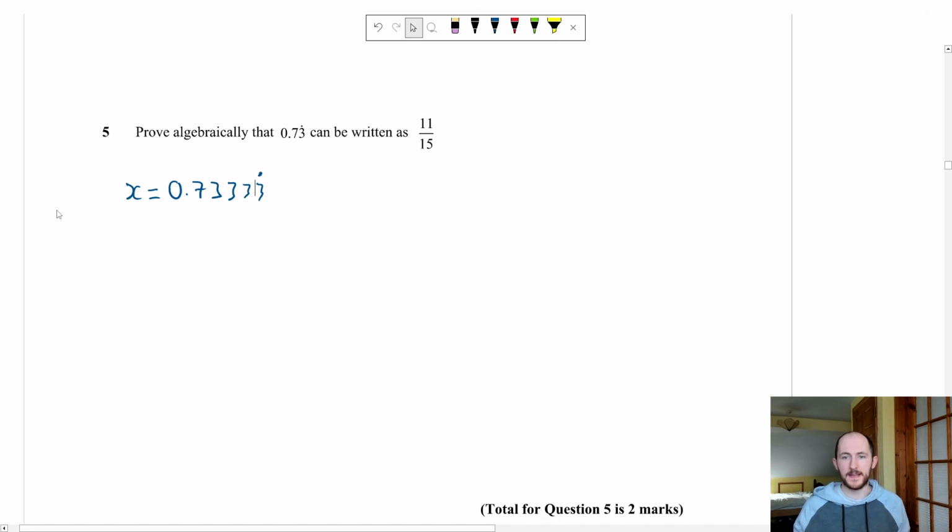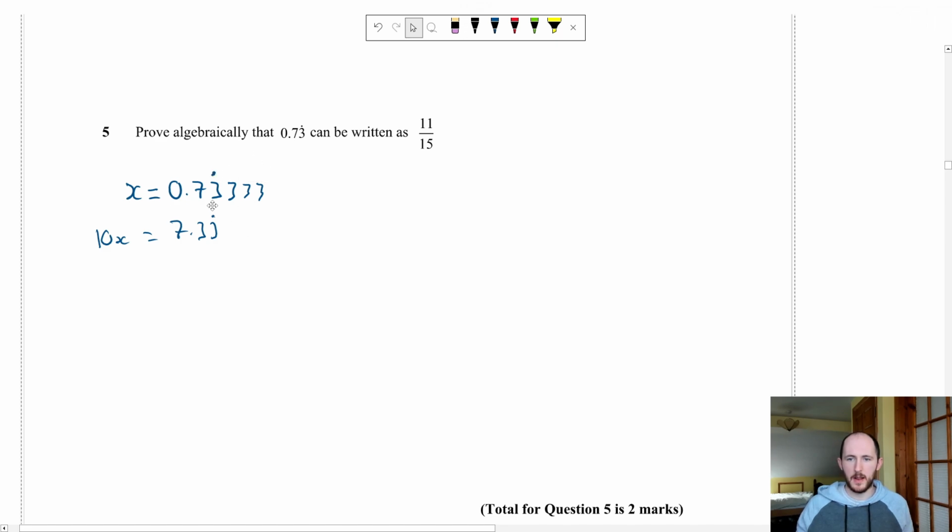Well, this is where the whole timesing by 10x or 100x or whatever comes into play. Because if I look at this, if I times this by 10x, let's say, I get 7.3, and then the 3 recurs forever as well. Yeah? So what I can do now is literally just do 10x minus x, and then I'll get my answer, right? Because the recurring parts will then all cancel out with each other.